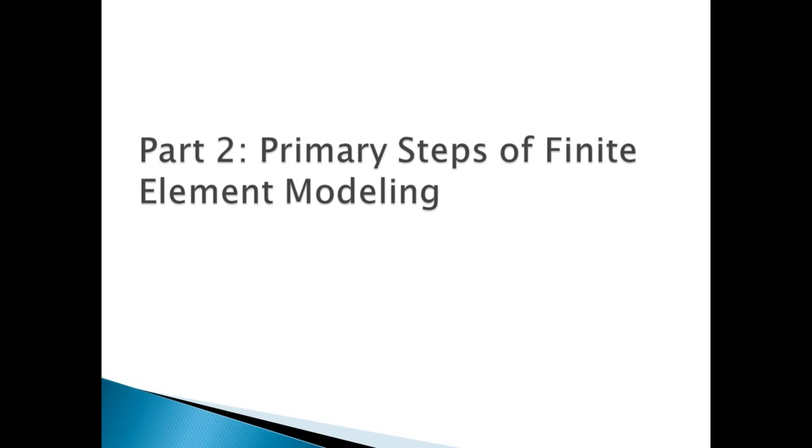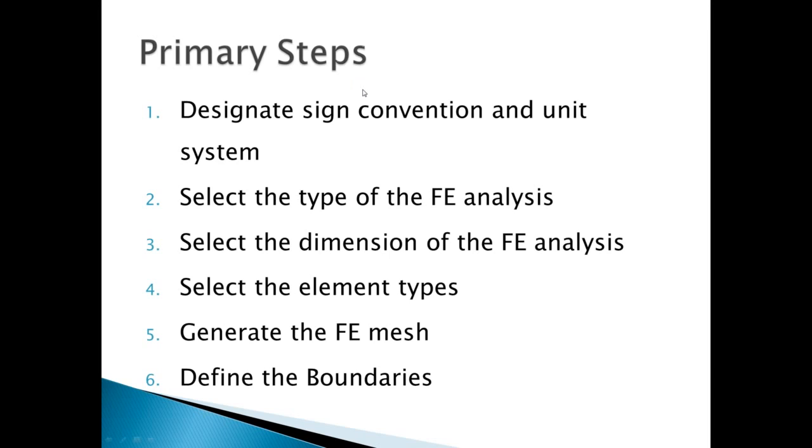Okay. So now we'll move on to our next section, primary steps of finite element modeling. So finite element modeling consists of 6 major steps. First and foremost, we'll designate the sign convention and unit system, very straightforward. Next, we'll select the types of finite element analysis. So depending on the type of analysis you want to run, you'll have several from which to choose. Then you need to select the dimension of your finite element analysis. Once again, 1D, 2D, or 3D elements. Element types, you'll need to generate the FE mesh or your discretization, which I'll go into more later. And then last, we'll define the boundaries. We'll go over how you can assign different boundary conditions based on your project scope.